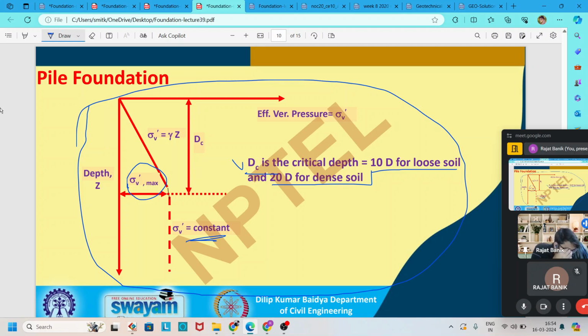For loose sand, it is 10D. D is nothing but the diameter of the pipe, and for dense soil, it is 20D.